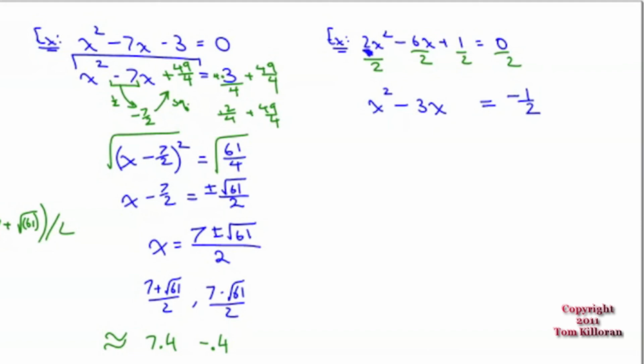Okay. So that's the first thing. You can't have a lead coefficient other than 1, so you divide away whatever's in front of there. Second thing, go back to completing the square. Half of negative 3? Negative 3 halves. Square it. 9/4. And if you add 9/4 to the left, add 9/4 to the right.